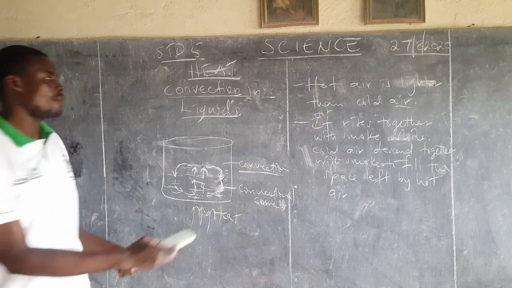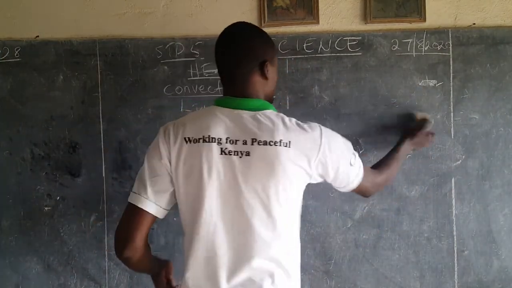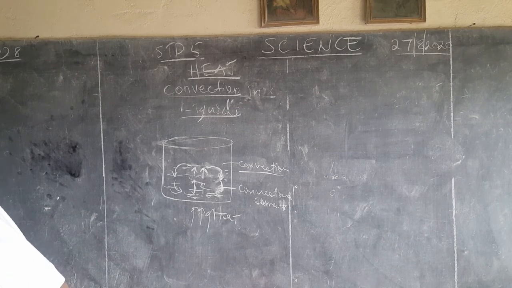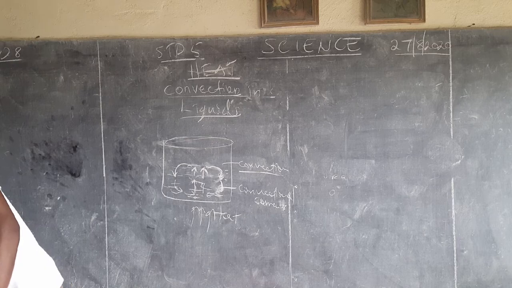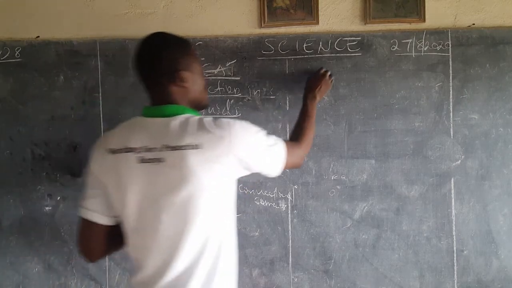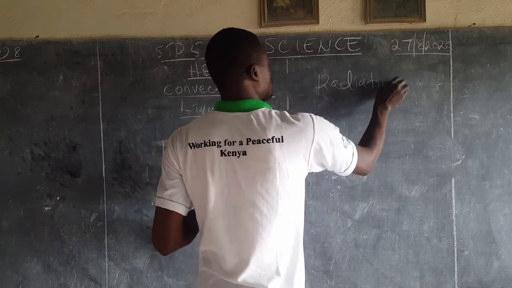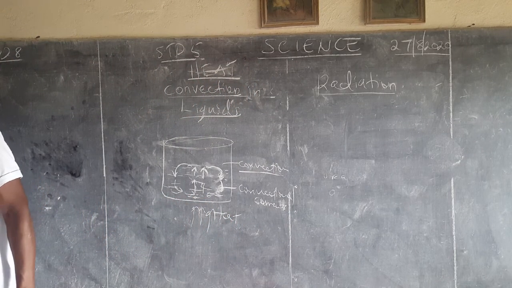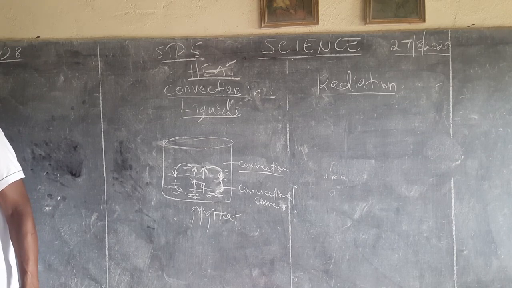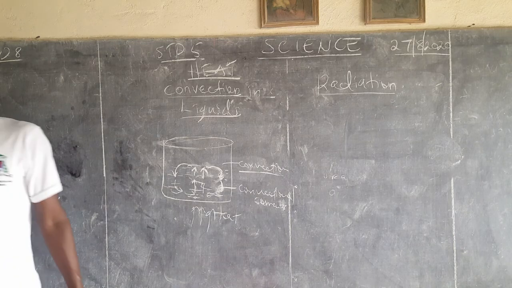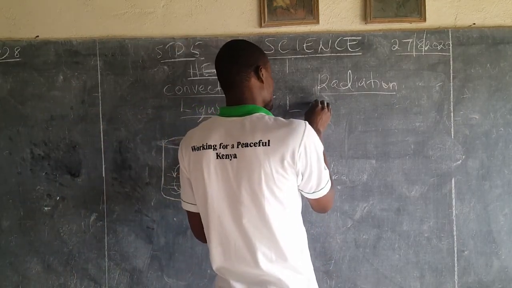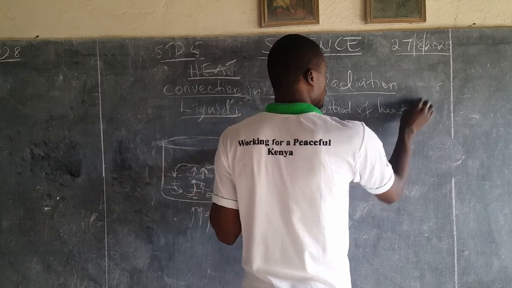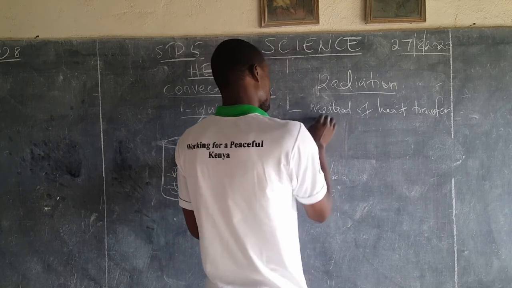So last, we want to go to a very important part, the last way of heat transfer that we have talked about. And that is radiation. Radiation is another method of heat transfer through a vacuum, empty space. This is a method of heat transfer in a vacuum.